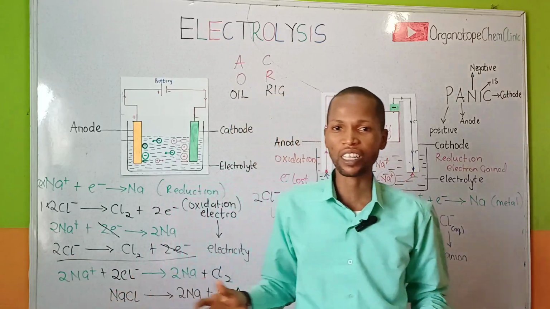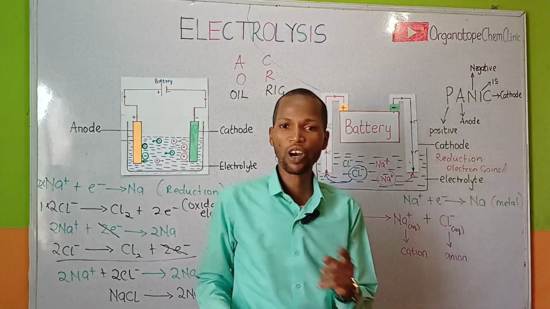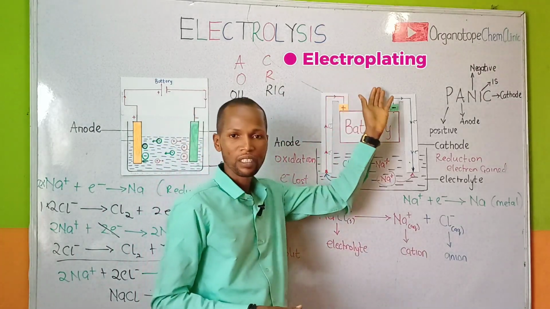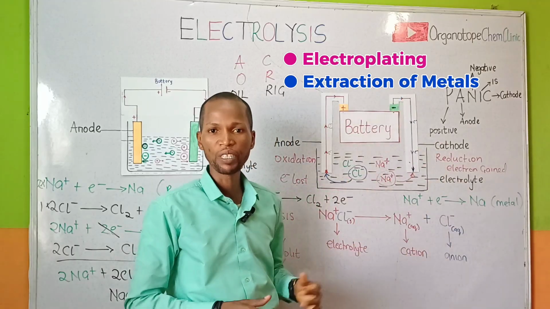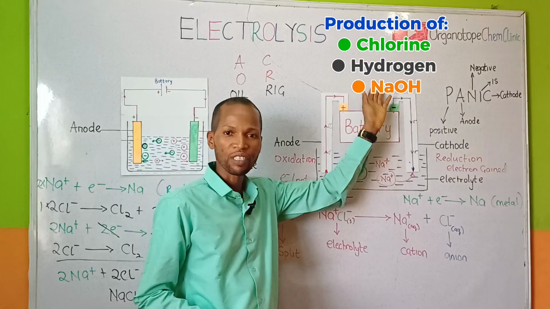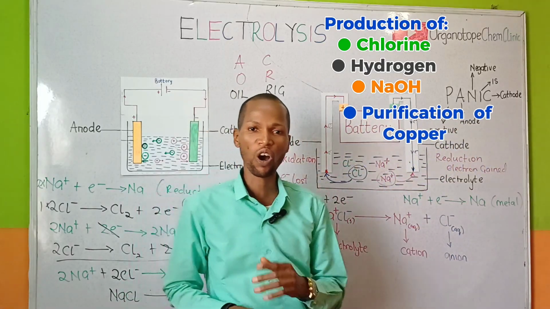What are the applications of electrolysis? Electrolysis isn't just a classroom topic, it runs the modern world. The knowledge of electrolysis is applied in electroplating, the extraction of metals such as aluminium, also in the production of chlorine, hydrogen and sodium hydroxide, and in the purification of copper.